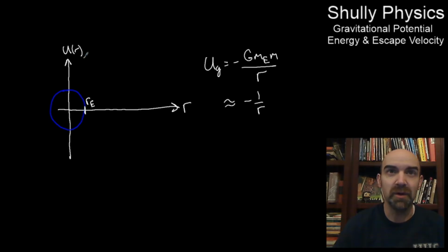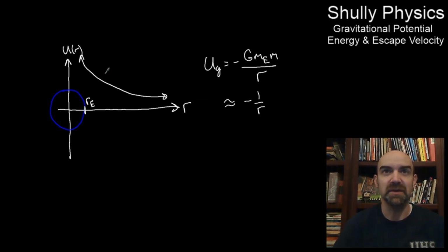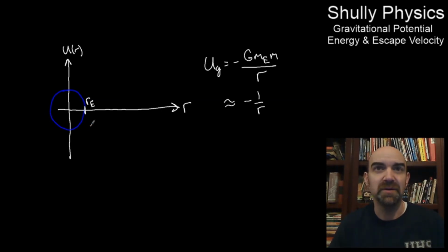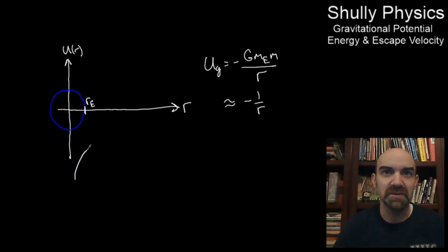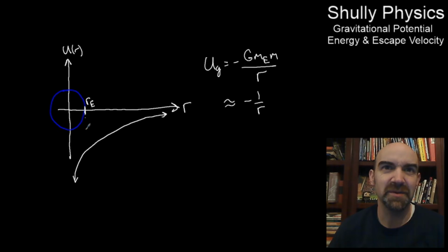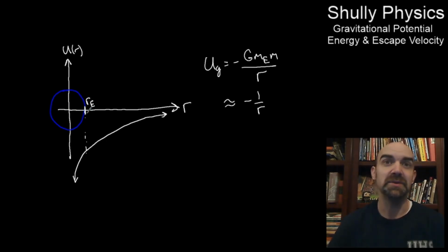And a 1 over R function looks sort of like this, where we've got some asymptotes there. And on this side it looks like that, not quite as tight for a 1 over R. Therefore, a negative 1 over R function looks sort of like this. This is really important here. Now, inside of Earth, things are a little bit different. So what we're really looking at right here is only this portion of the function. Inside the Earth, dynamics change. This is not a point mass, so it has some mass surrounding, and that's going to change the potential energy within the Earth.